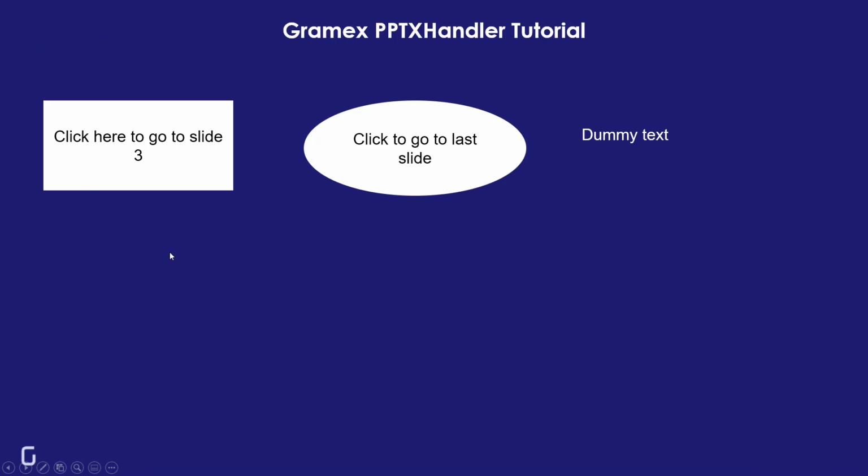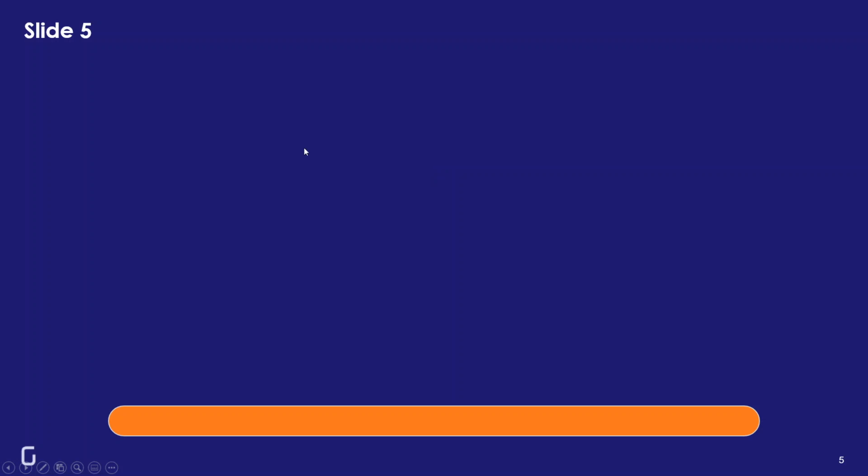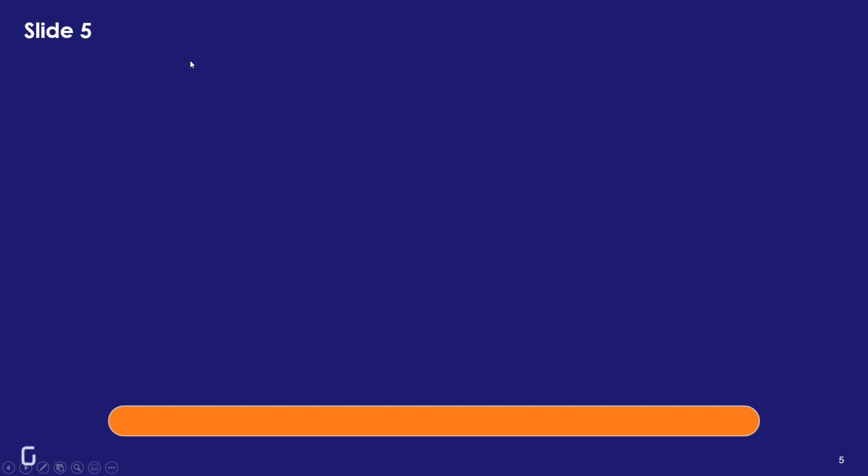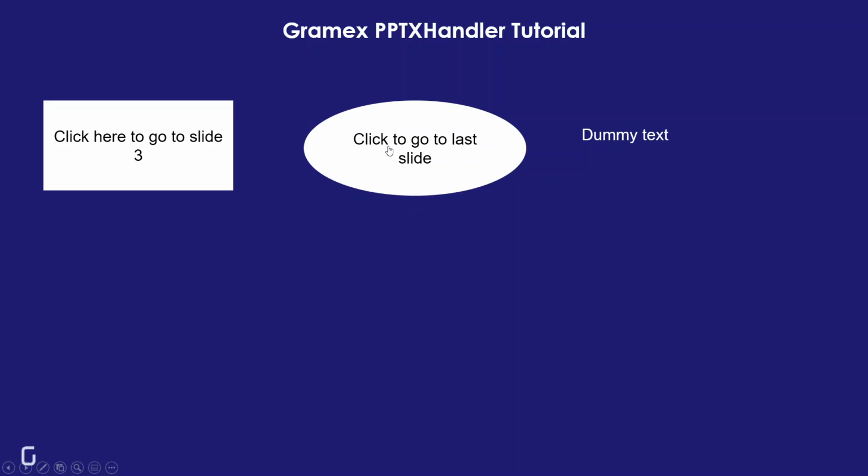Now let's go back. Clicking here takes me to the last slide. If I press space, there's no slide after this. That's what the link command does.